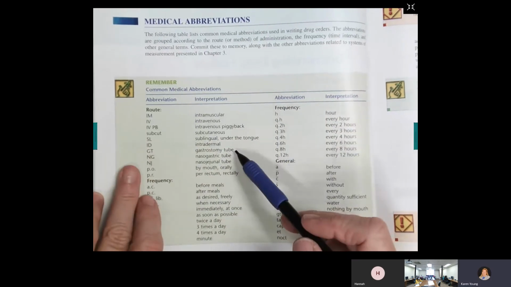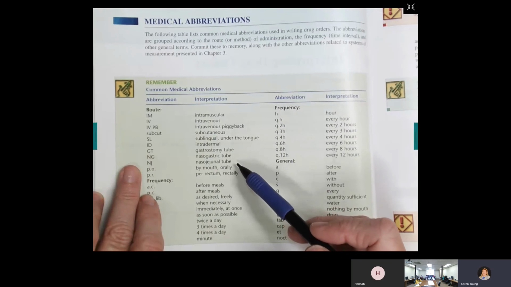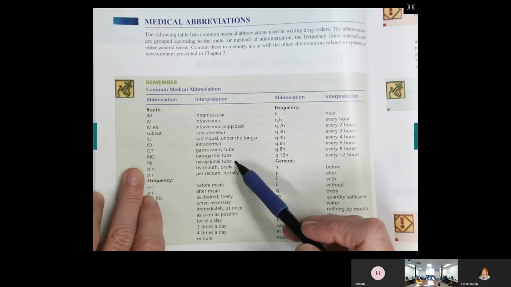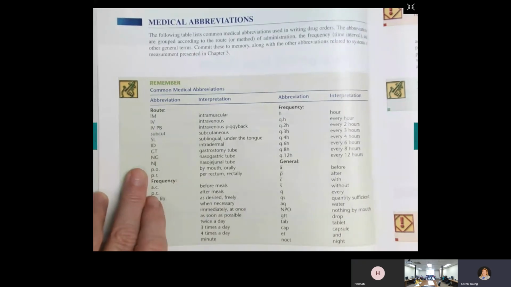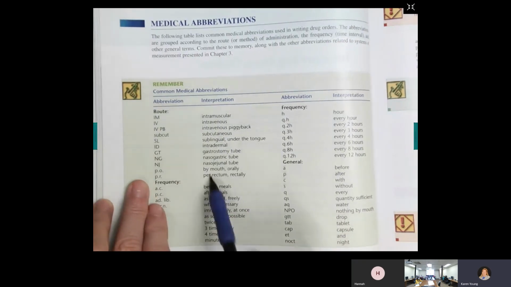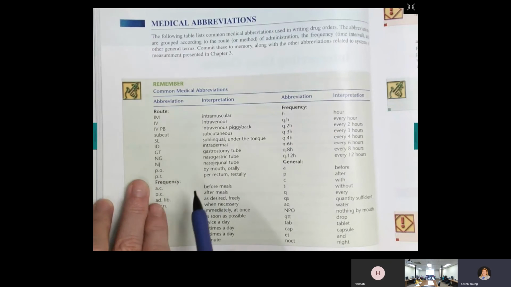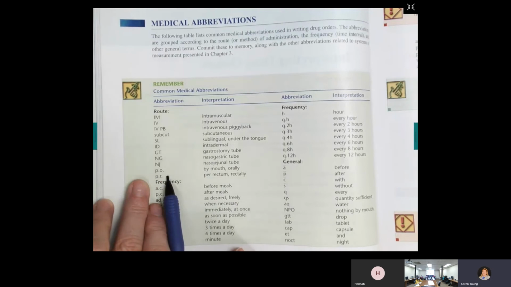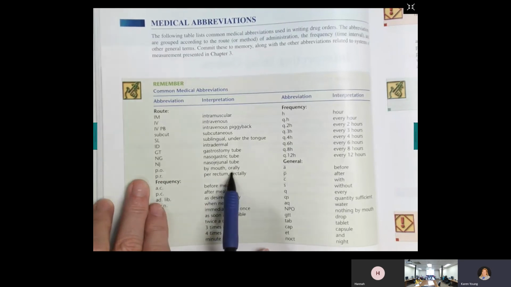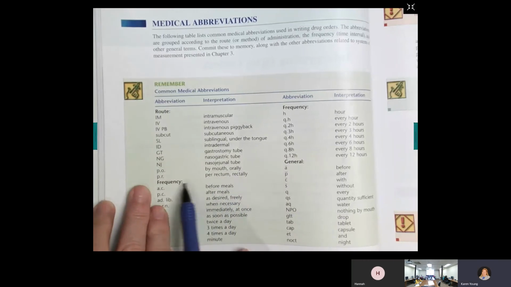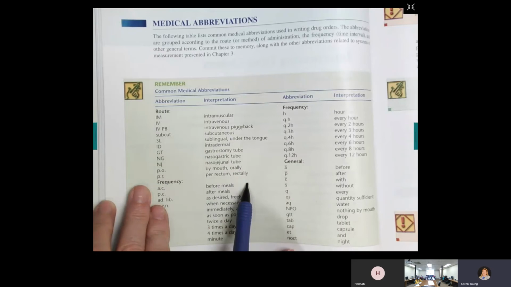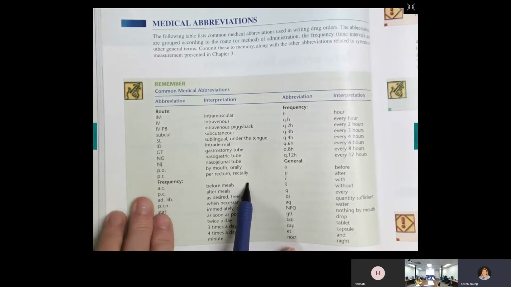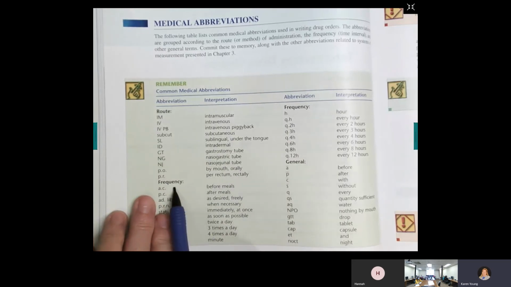Then you have the gastrostomy tube, the nasogastric tube, and the one that goes in the nose. Can't think of how they say that. But you got your GT, your NG, and your NJ. We don't see a whole lot of those, but you do see them once in a while. You have a PO, which is by mouth. The route is generally we use orally, but we could also say by mouth because it means the same thing. PR is per rectum or rectally. Those are all routes.